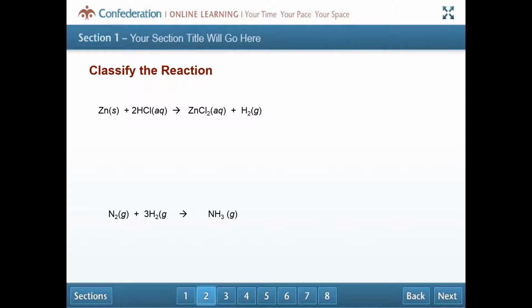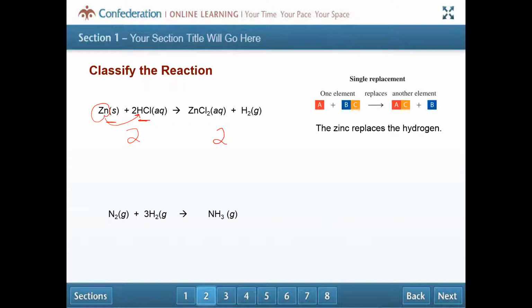Okay, let's look at some more. In this one, we've got zinc. It's a solid, and then we've got hydrochloric acid here. So we've got two reactants. And then in the products, we've got zinc chloride and hydrogen gas. So we've actually got two products here. So we're not combining and we're not decomposing. So see if there's any switching of places going on here. And there is. The zinc is replacing that hydrogen. So do you remember what that would be called? That's going to be a single replacement reaction.